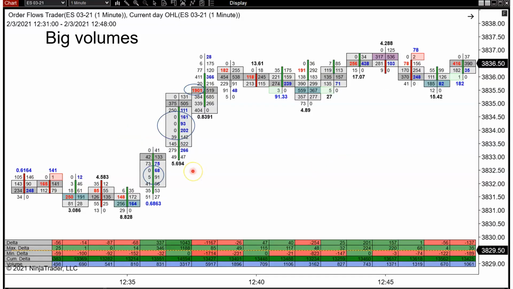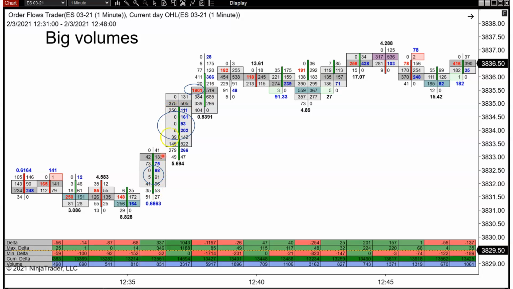Now, big volumes, okay? So here's a market that starts taking off. Here you've got some zero prints. What's happening is big orders are going through the market. Somebody is sweeping through the order book. What is a sweep? Someone is very aggressive. They're lifting these offers, 200, 93, 161. They turn it bid here. They buy the 111 here, turn it bid.